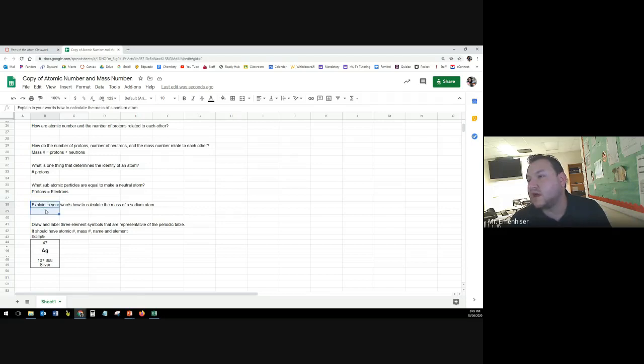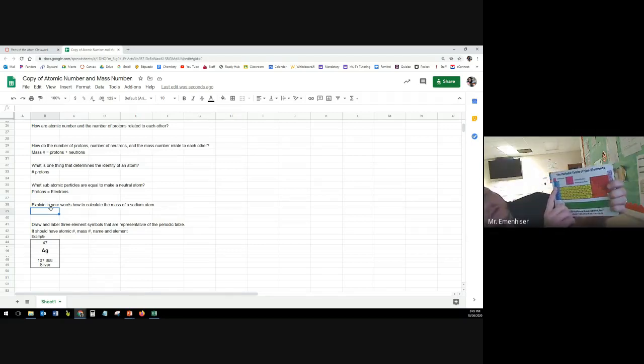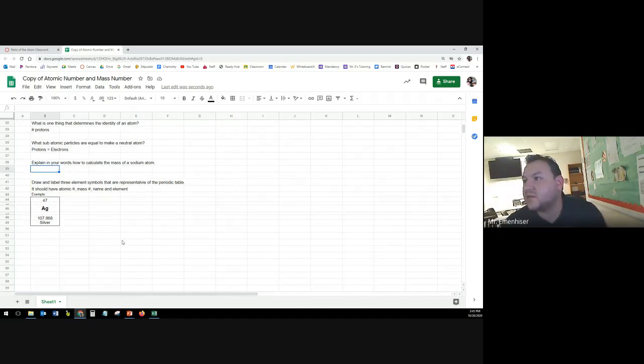Okay, so how would you calculate the mass of a sodium atom? You'd have to look in the periodic table. Sodium is right here. Element Na. Element number 11. Draw and label 3 element symbols that are representative of the periodic table. They should have an atomic number, mass number, name, and element. So you can just copy it from the periodic table, and here's an example. You just type it in, okay?